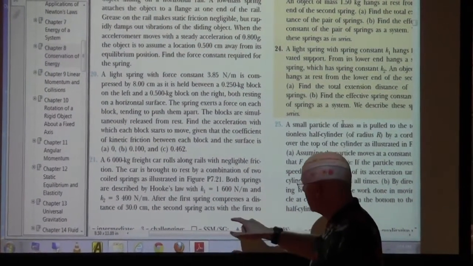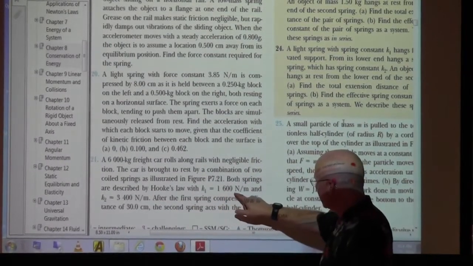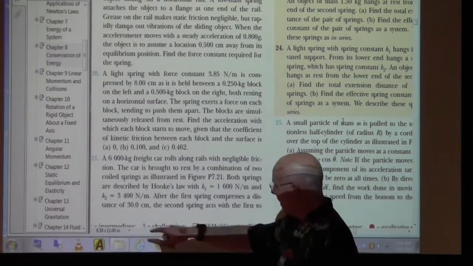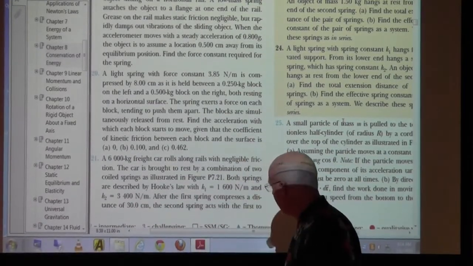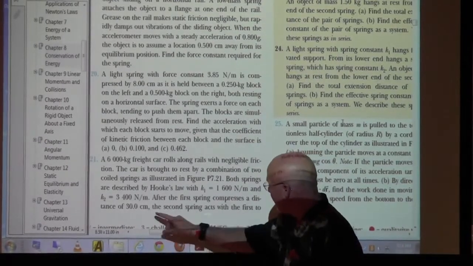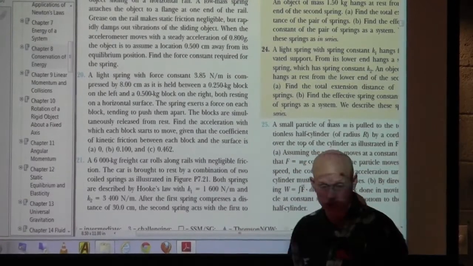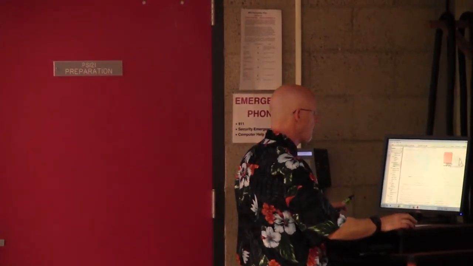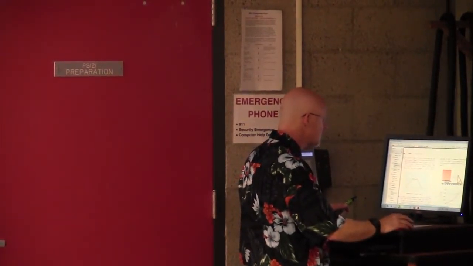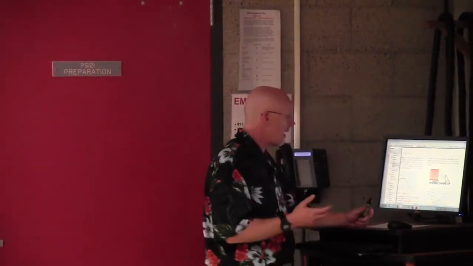Both springs can be described with Hooke's law. The first one has a spring constant of 1600. The other one has a spring constant of 3400. After the first spring is then compressed 30 centimeters, it then makes contact with the second spring that acts with the first spring to increase the force, as additional compression is required, as then illustrated with the graph.